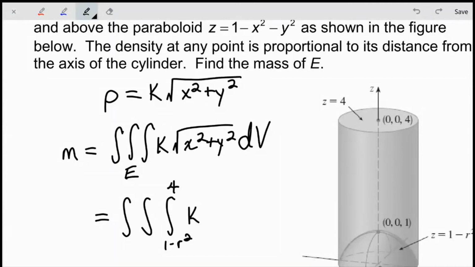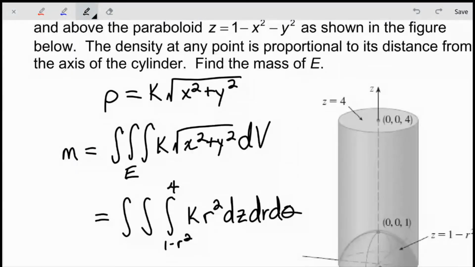But then remember, we also have to convert over from rectangular into cylindrical coordinates. So we get an r from this, and then we're also going to get our other r when we do our conversion. So I'm going to get my proportionality constant times r squared, and then I'll have dz dr d theta. Okay, so clearly in the xy plane, I'm dealing with a circle again.